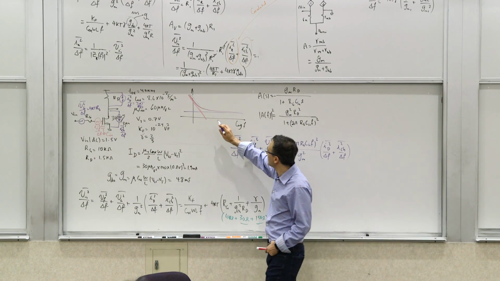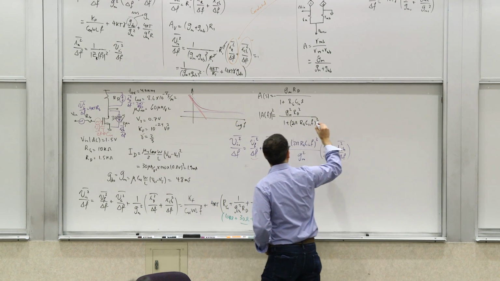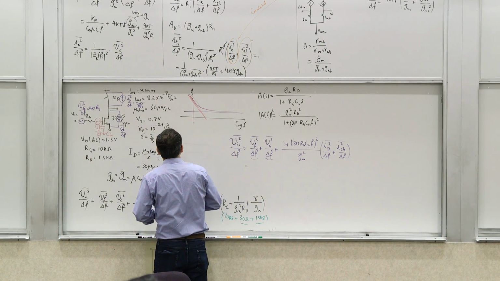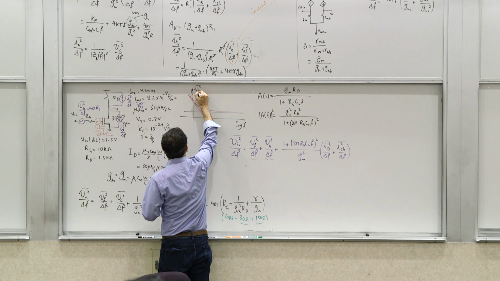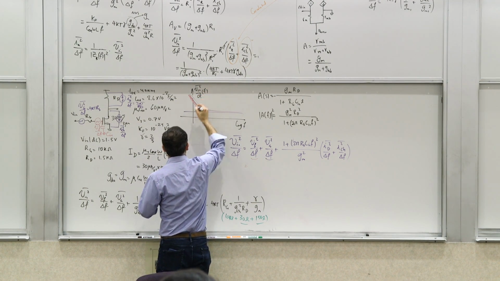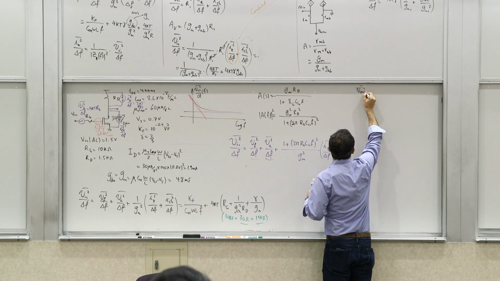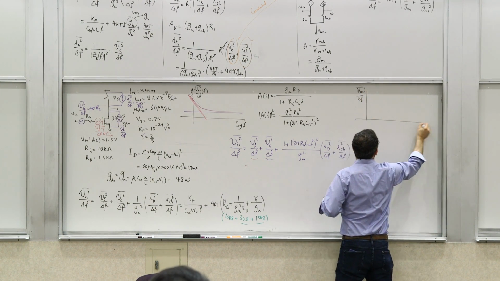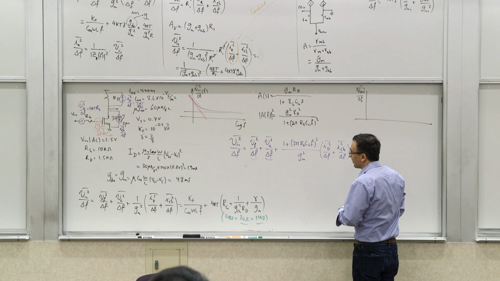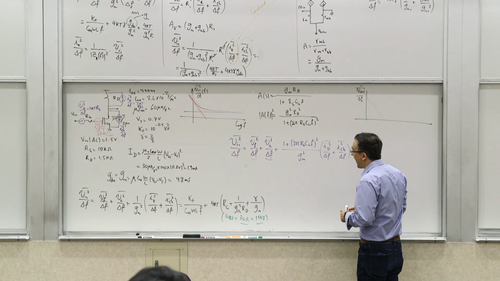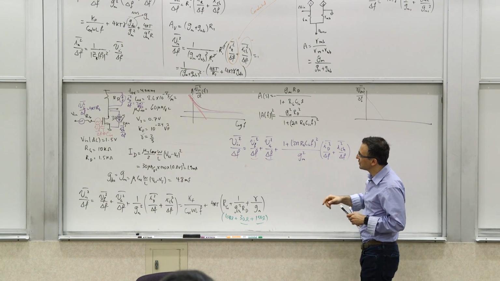So that part contributes. So let's look at the output and input. Let's say this is the input referred noise. So this is V in squared over delta F versus frequency. And then this is V out squared over delta F versus frequency. So what happens? You have the flicker noise part, and then you have the RG part, and then you have these two guys.